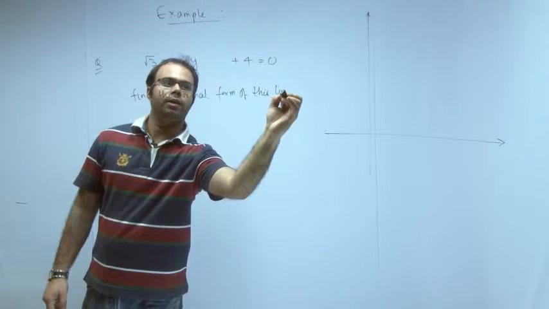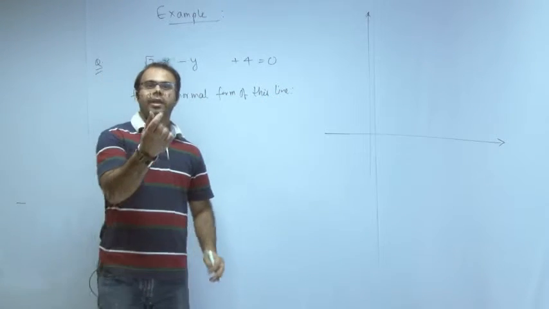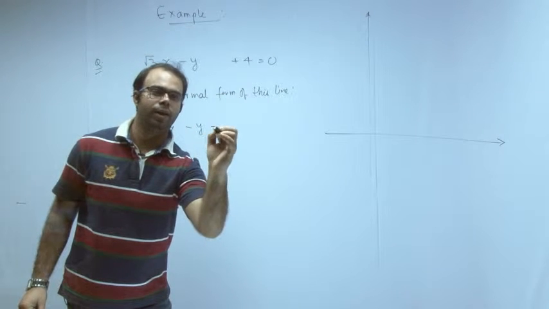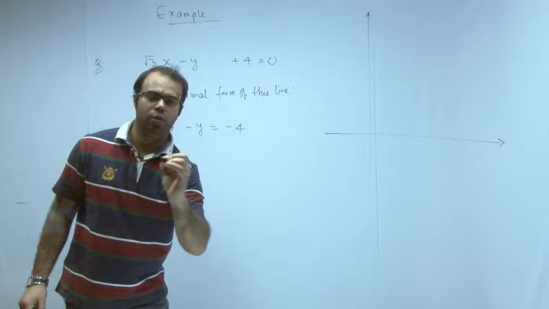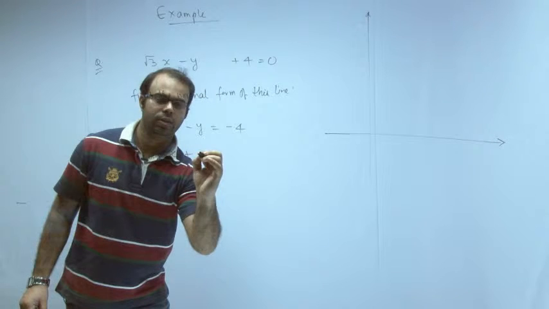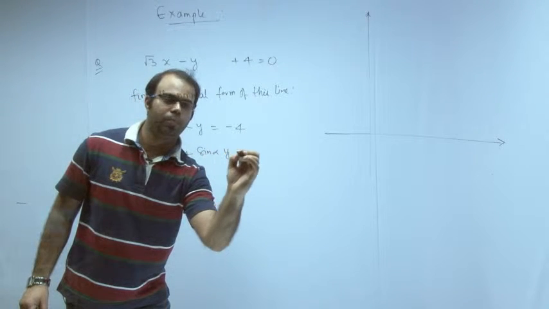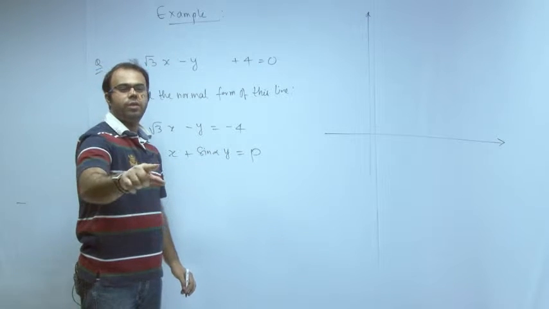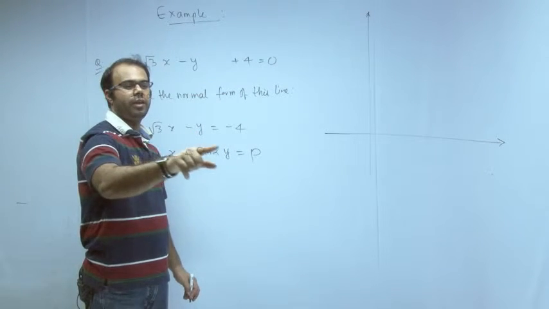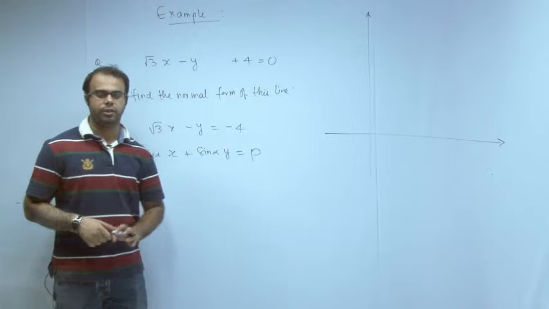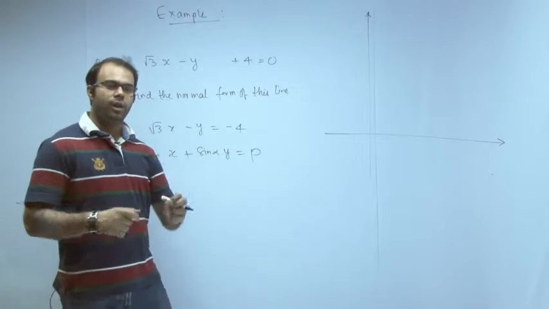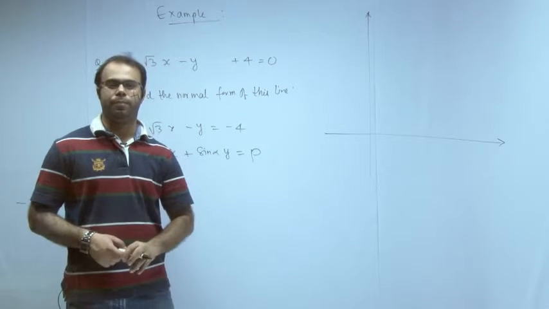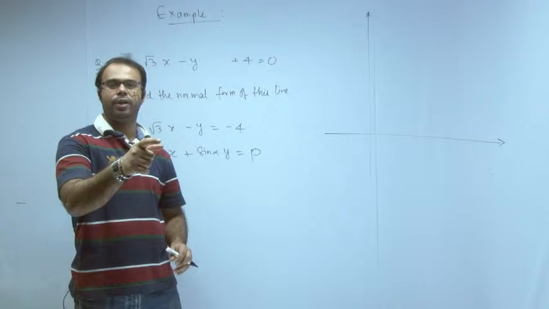Always remember this method: we cannot say that this root 3 x minus y is equal to minus 4, so x cos alpha plus y sin alpha equal to p, with cos alpha taking the place of root 3, sin alpha as minus 1, and p as minus 4. We cannot do it like this. We have to always convert this into the form of cos alpha and sin alpha. This is root 3, it cannot be between 1 and minus 1.